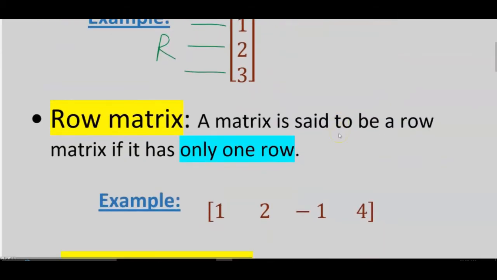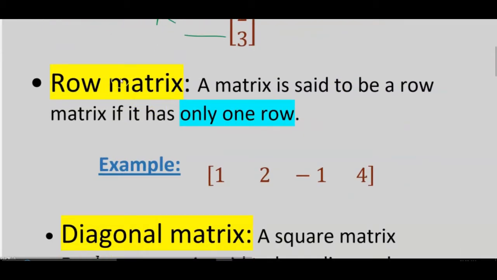Similarly, if we are talking about the row matrix, it is the same as the column matrix, but now there is one row, right? So what is the row matrix? If we have only one row, as you can see in the example, this is only one row but four columns. So no matter the number of columns can be any number, the row should be only one. So if the row is only one, that is called a row matrix.